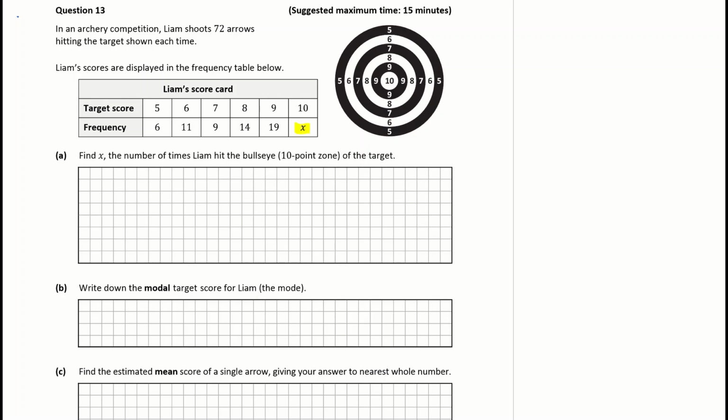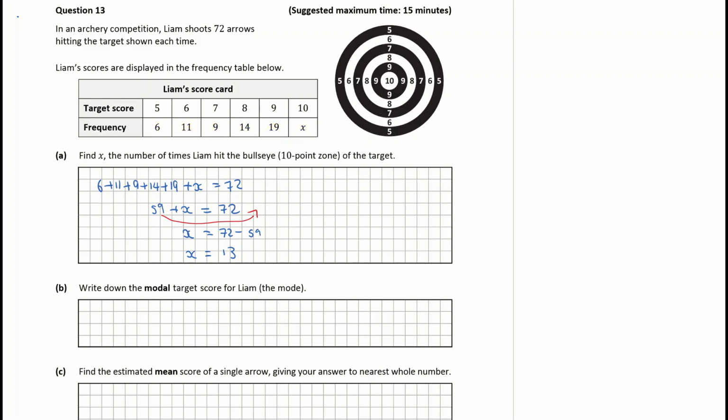So we know that Liam hit it 72 times, and the frequency basically represents how many times he hit it. So in other words, all of these values must add up to 72. So I have 6 plus 11 plus 9 plus 14 plus 19 plus X must add up to 72. When I add the values, I get 59 plus X, that unknown value, and that's 72. Subtracting 59 from both sides leaves me with X is equal to 72 subtract 59, which gives me an answer for X of 13. So he hit the target 13 times.